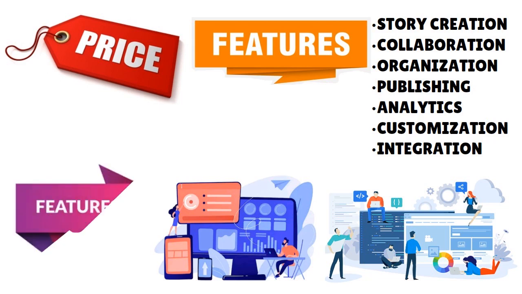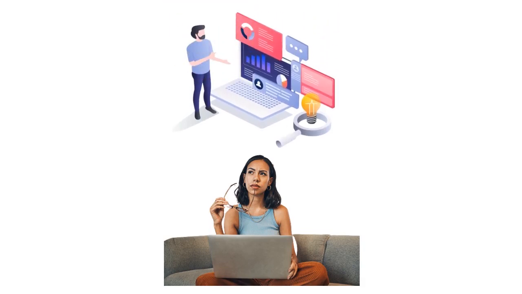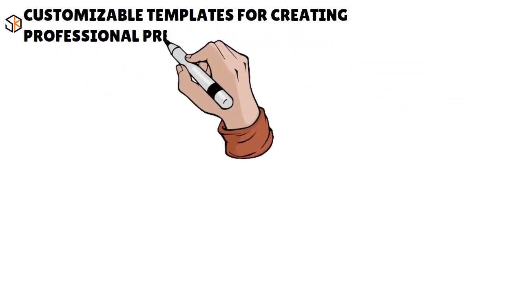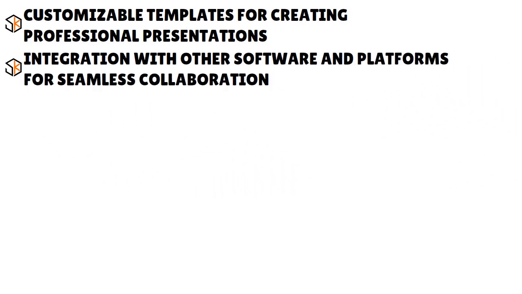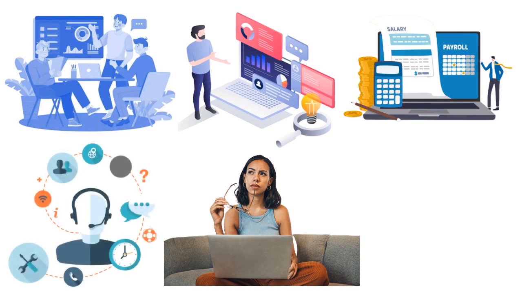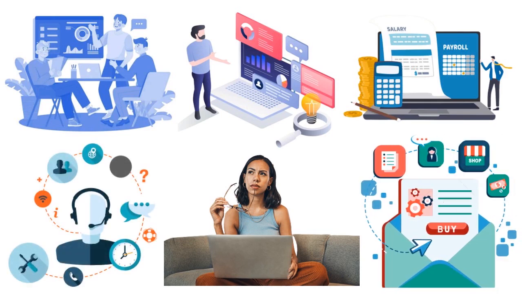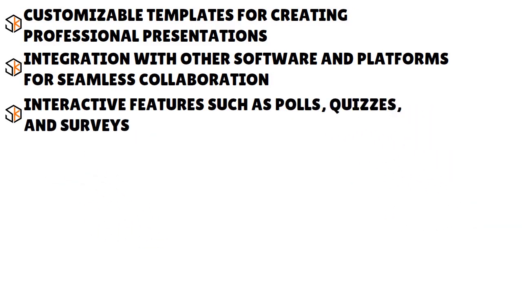I want to go a little more granular on the feature list. When you think about Storydoc business plan software, there are certain features that are really important and that are going to impact your presentation in a big way. For example, you have customizable templates for creating professional presentations. You have an integration with other software and platforms for seamless collaboration. So, from CRM to accounting software to customer service software and so on and so forth, even email marketing software such as MailChimp and Bravo. And you have interactive features such as polls, quizzes, and surveys to enhance the profile, the stature, if you will, of your business plan.